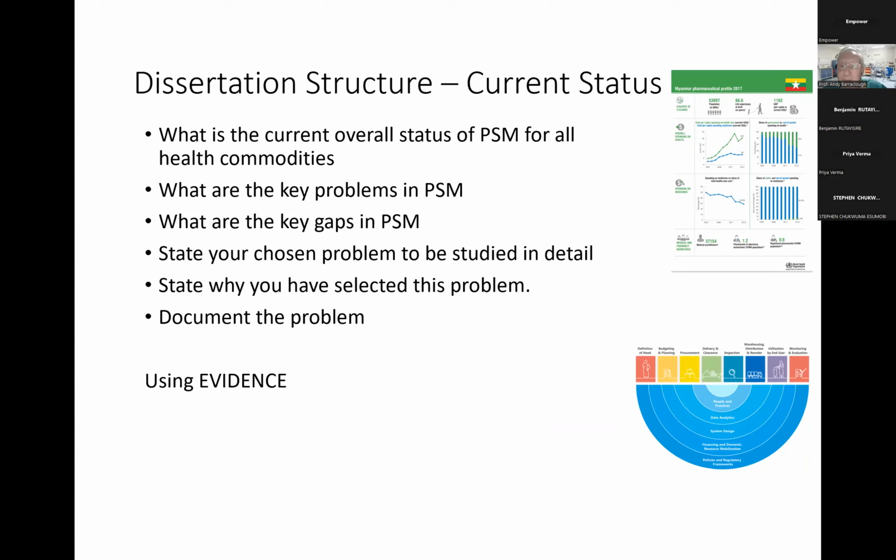What are the problems in PSM? What are the key gaps? Why have you chosen your problem? And what do you know about it already? And what don't you know about it? For the expiry of antiretrovirals, I know it's a problem because it's a published one. We don't know why. So I'm going to research why it's a problem.